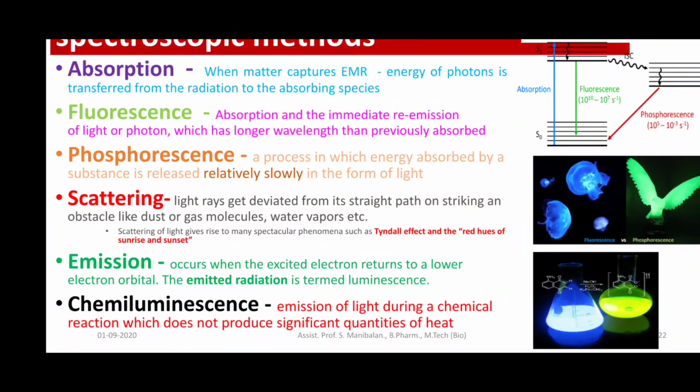Okay, emission occurs when an excited electron returns to a lower electron orbital. When the excited electron returns to the lower orbital, the emitted radiation is termed luminescence. This is the common name actually. Luminescence may be fluorescence or phosphorescence. And the last one, chemiluminescence, means light emitted during a chemical reaction. Okay, you can find many examples of chemiluminescence.